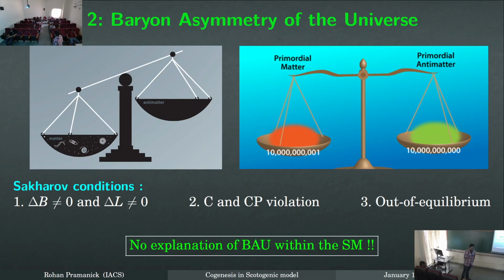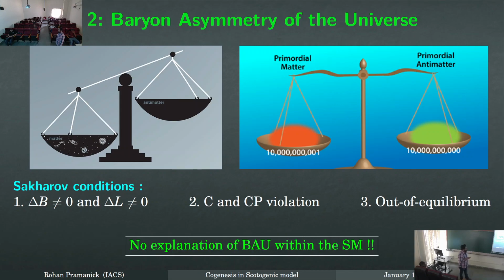Then you also need CP-violating processes, which are present in the standard model weak sector, but the amount is not enough to explain the observed asymmetry of the universe. It is also required that these CP-violating processes go out of equilibrium, so you retain some kind of net asymmetry within the universe, so that it can evolve and give rise to a visible and dark sector. So there is no explanation of the baryon asymmetry of the universe within the context of the standard model.